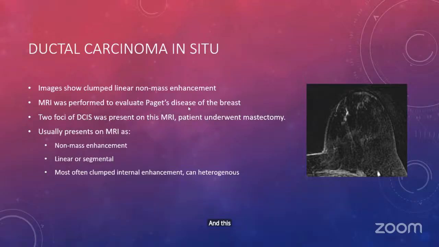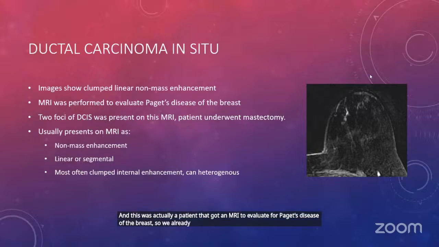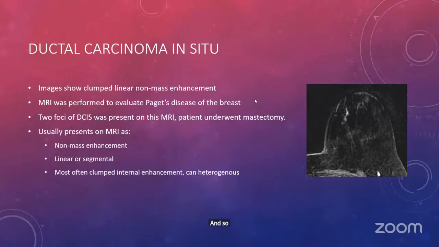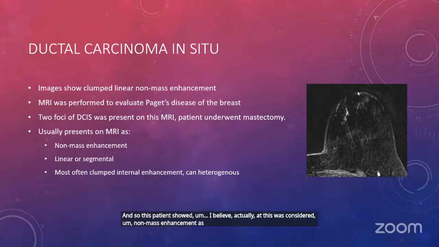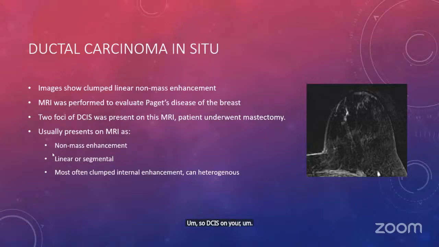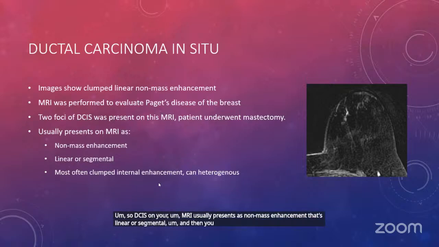And this was actually a patient that got an MRI to evaluate for Paget's disease of the breast. So we already are very suspicious of this patient having a malignancy in their breast. And I believe this was considered non-mass enhancement as well. I'm not showing it on this image, but this was probably asymmetric from the other side. And so these were probably 2 foci of DCIS in this patient, and so she underwent a mastectomy. So DCIS on your MRI usually presents as non-mass enhancement that's linear or segmental, and then you often see clumped internal enhancement, which can be heterogeneous. All right.